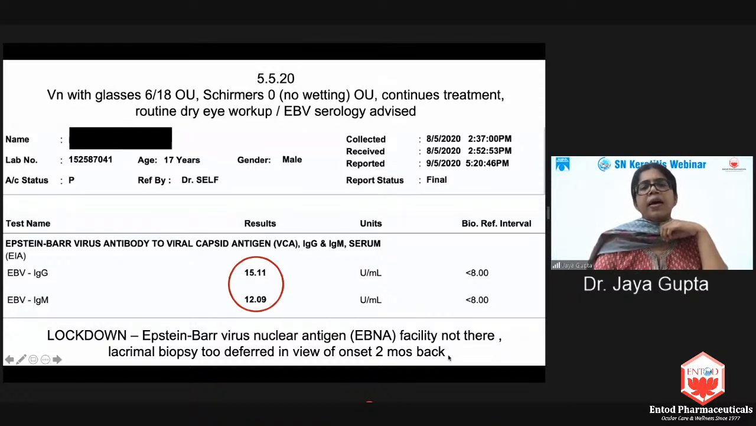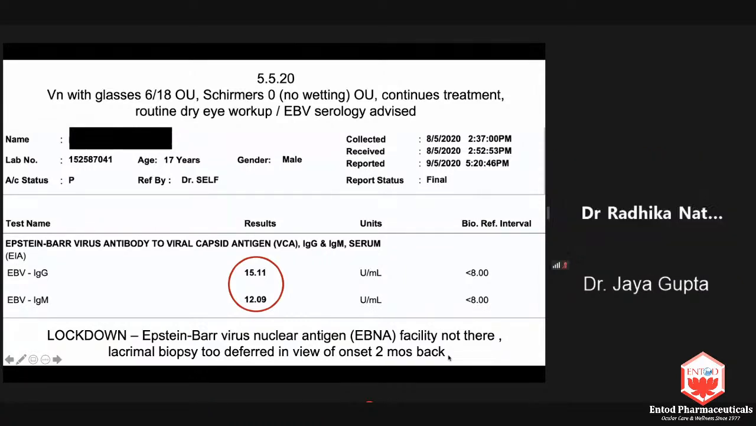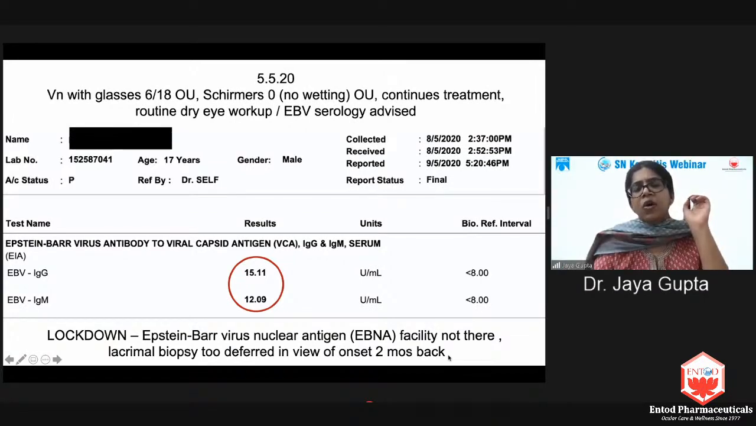That was because, as my colleague Dr. Sumana mentioned, here and there I was reading some reports of Epstein-Barr virus causing dry eyes. And surprisingly, his Epstein-Barr virus antibody to viral capsid antigen, both IgG and IgM, was found to be positive and raised. Due to lockdown, the facility for antibodies to Epstein-Barr virus nuclear antigen was not available. I will later explain why this is important. And lacrimal biopsy too I deferred at this time because the onset was 2 months back.